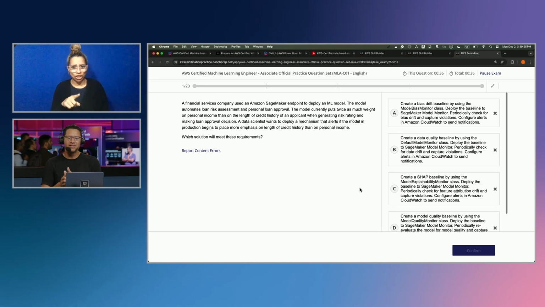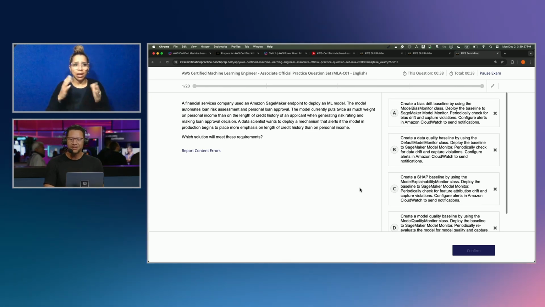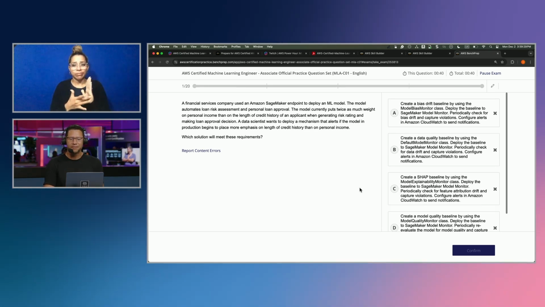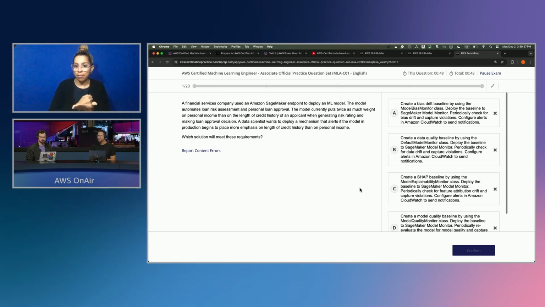A data scientist wants to deploy a mechanism that alerts if the model in production begins to place more emphasis on length of credit history than on personal income. So in other words, this is switched. It's different from what it was during the training phase. Yes, exactly. Okay. So which solution will meet these requirements?